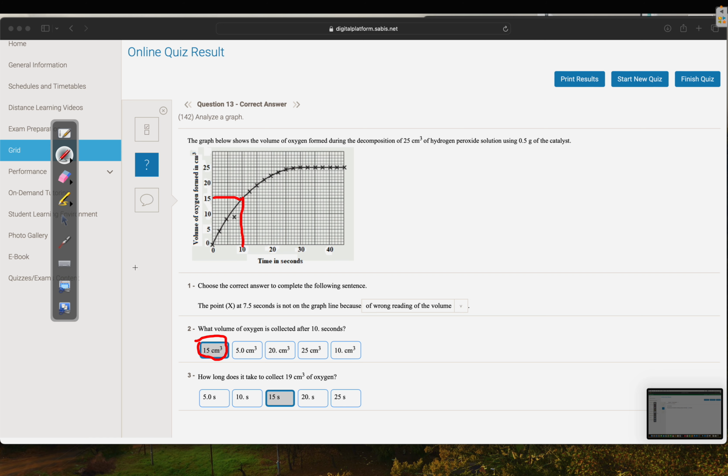How long does it take to collect 19 cm³ of oxygen? 19 cm³ is here. We keep moving till it intercepts the point. Then we go down until where it intercepts the x-axis, and we find out that it's in between 10 and 20, which is 15.